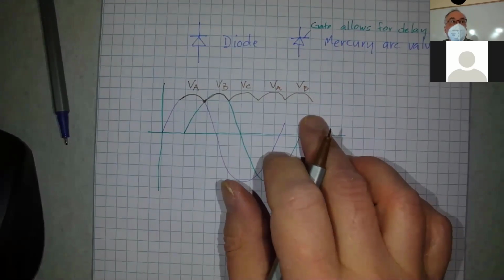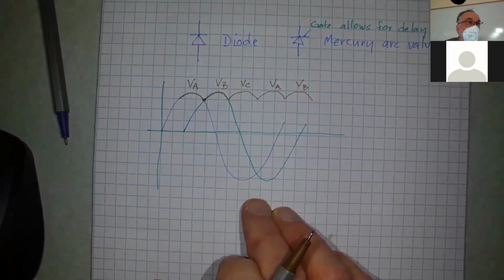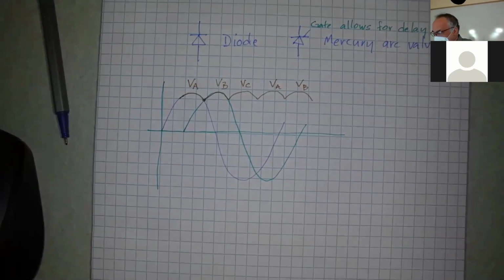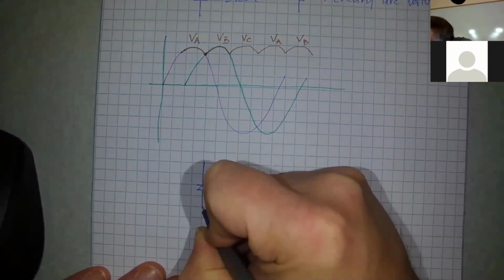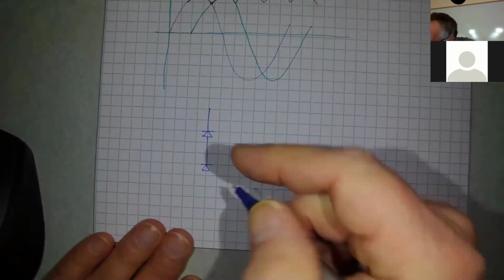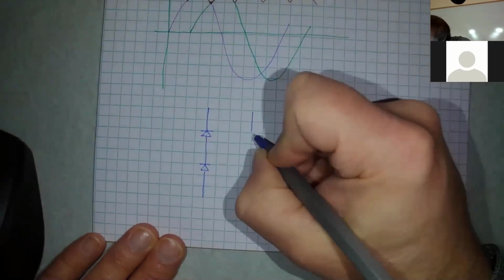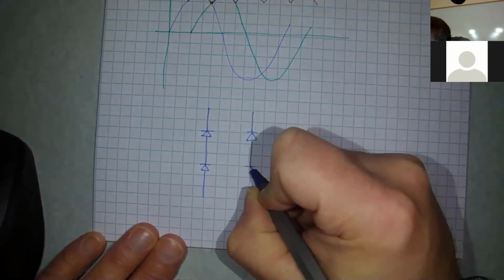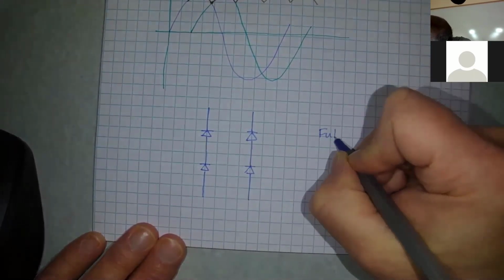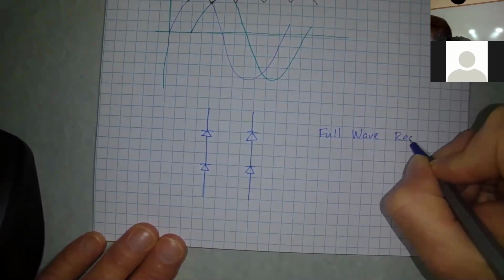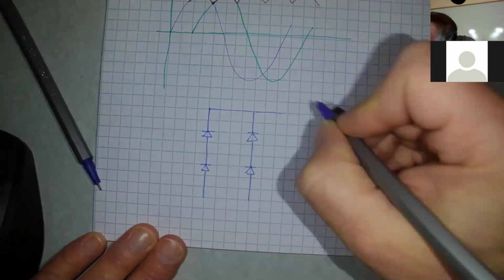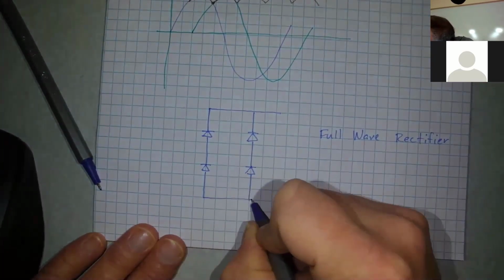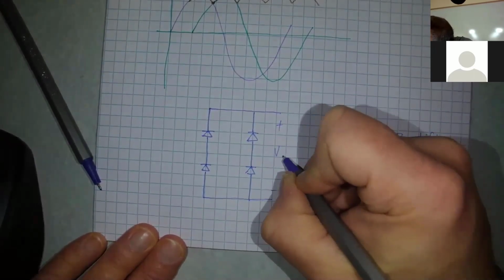Have you seen a full wave rectifier yet? No? Okay. So let me draw a full wave rectifier. Instead of doing this, okay, so. V plus, this would be minus, this is VDC.